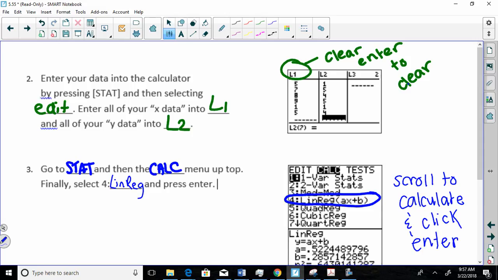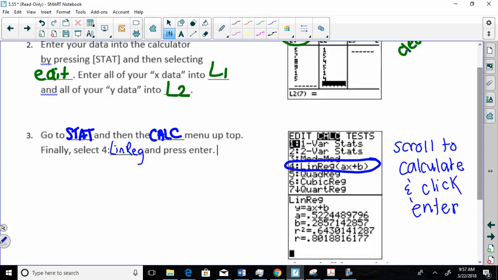And so after you do that, you should see a screen that looks like this. If R square and R are not on your calculator, that means you forgot to do diagnostic on. So you can always try it, and if you don't see that on your test, then you know, oh, shoot, I have to turn diagnostic on.